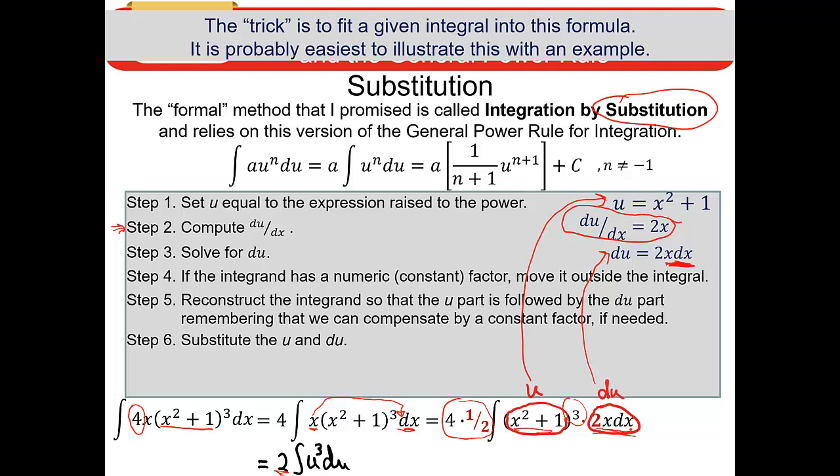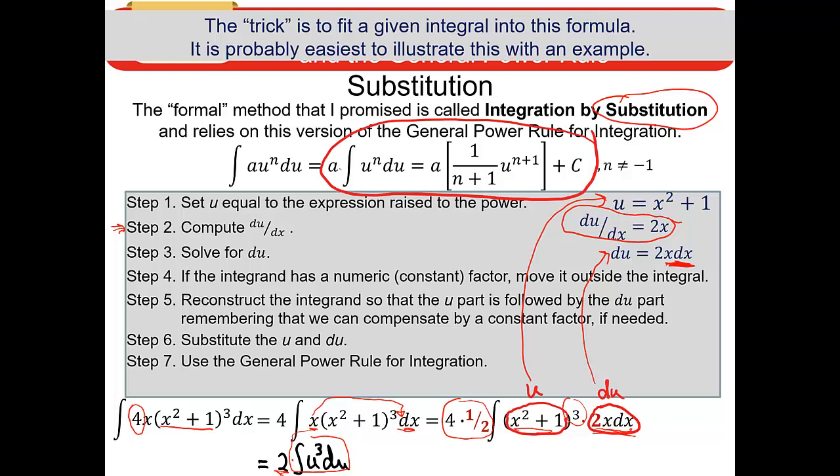But at this point, we've got 2 multiplied by a simple integral that fits the formula up above. The formula up above says if you've got a number multiplied by u to a power, you can get an answer. And the answer is, just write the number back down again. In our case, the number is 2. Just write the 2 back down again.